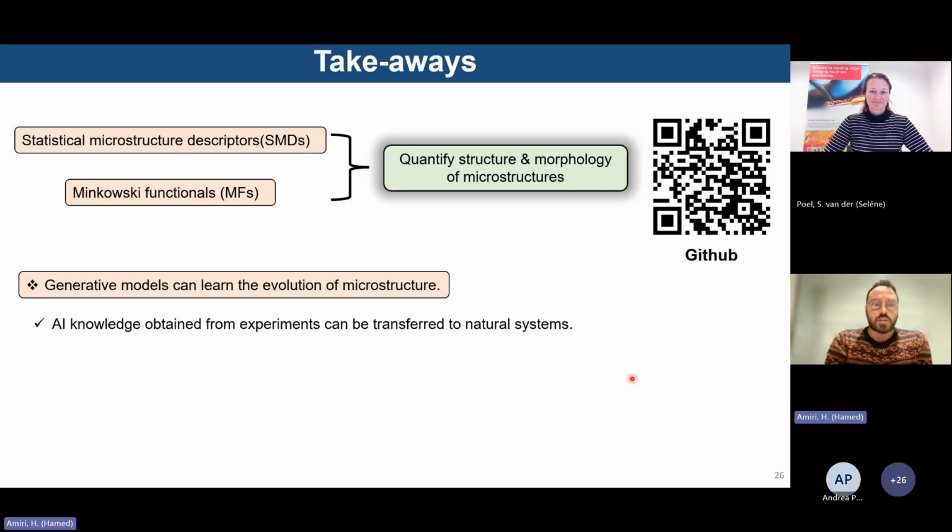We also saw that the generative model can learn the evolution of the microstructure, and the knowledge that we learn from experiment can be transferred to the natural system. This, of course, needs a lot more experiments to be done on different systems, but that will be something you can do if you don't have access to the synchrotron, and if you have a sample on which you cannot do the experiment, you can use these models from the other experiments and apply them on the image of your sample.